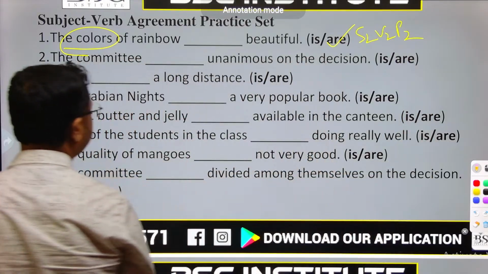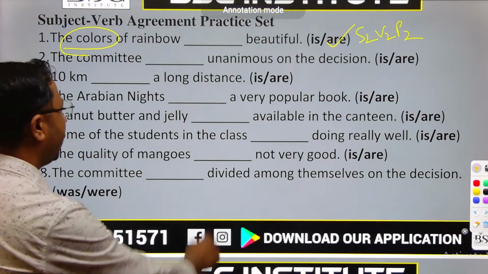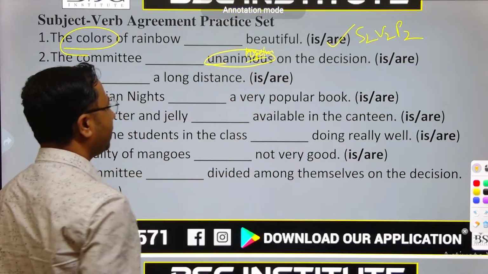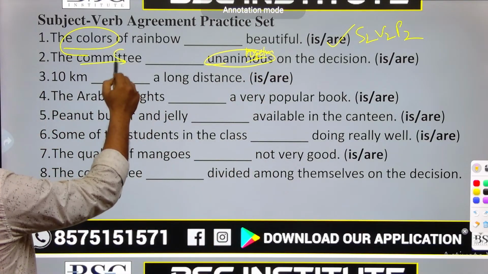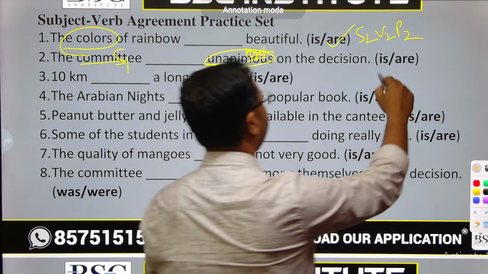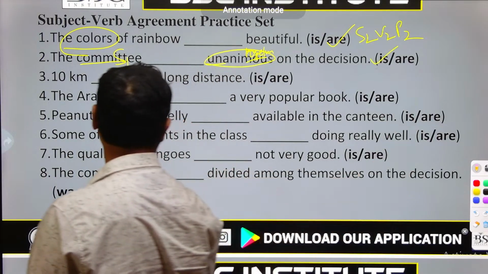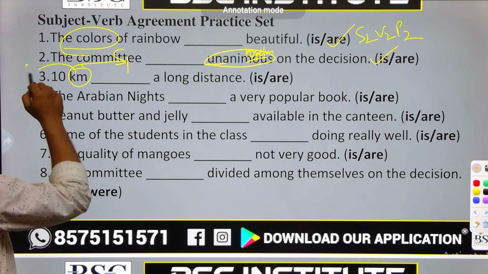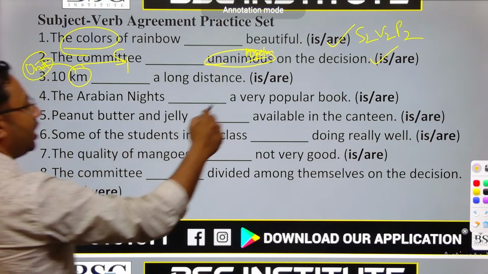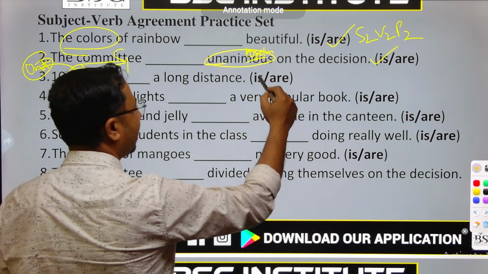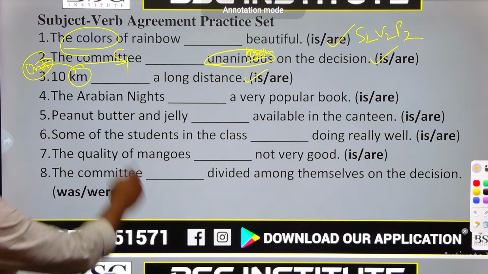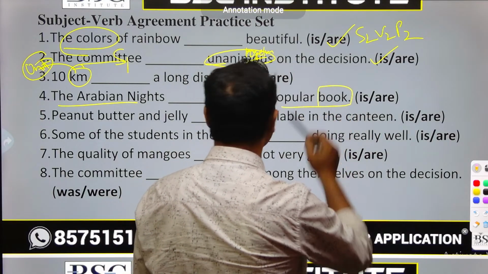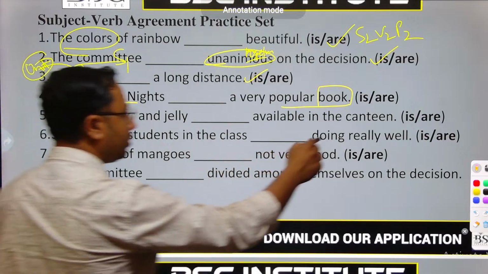The committee dash unanimous on the decision. Unanimous means all together, so they have given the decision together, so this collective noun becomes S1, and S1 follows V1, that means this is the right answer. Next, 10 kilometer is a long distance, so 10 kilometer dash a long distance. Kilometer is a unit of distance, so that means it is singular. I'll use is. Then the Arabian Nights dash a very popular book. They have already told us a popular book. This is the name of a book. It is not plural, it is singular, so I have to use is.